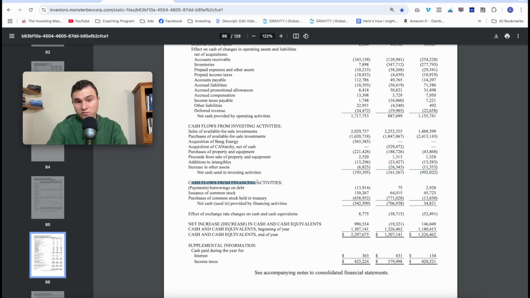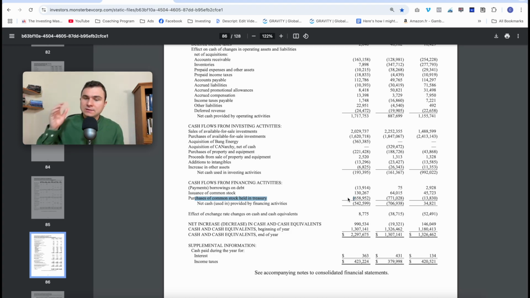And finally, cash flow from financing activities. So payments, that's negative in the bracket. So payments on debt, they paid this in debt. Issuance of common stocks here. So they issued more stocks to get more capital from public markets. That's a cash inflow, that's in positive. And purchases of common stocks held in treasury. That's buybacks. So at the same time, they diluted a little bit, but they did buybacks.